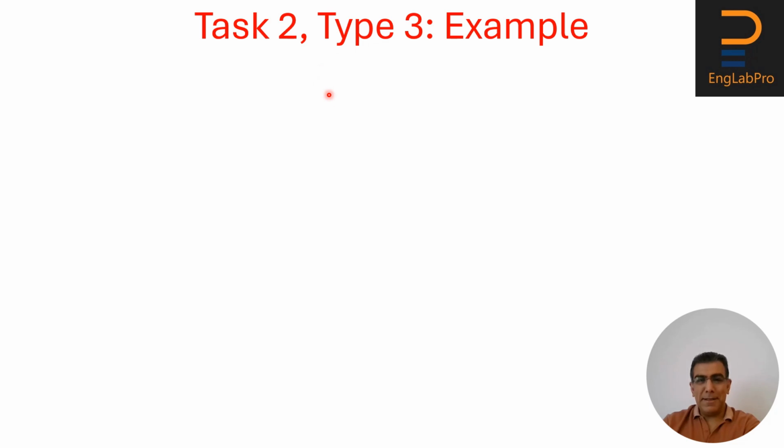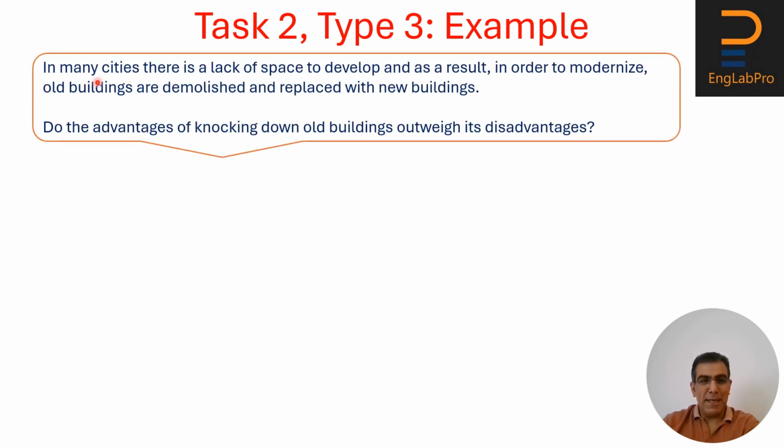Let's take a look at the example question that you have already seen. After that, we're going to go through the brainstorming of the ideas related to this topic. Let's start. Well, the question is, in many cities, there is a lack of space to develop, and as a result, in order to modernize, old buildings are demolished and replaced with new buildings. Do the advantages of knocking down old buildings outweigh its disadvantages? Knock down, demolish, destroy, destruct, all of them are synonyms.